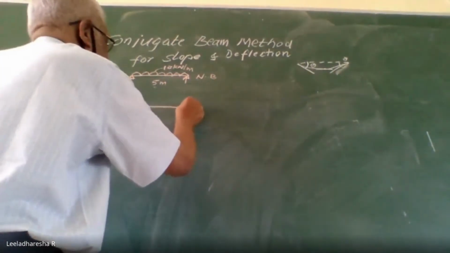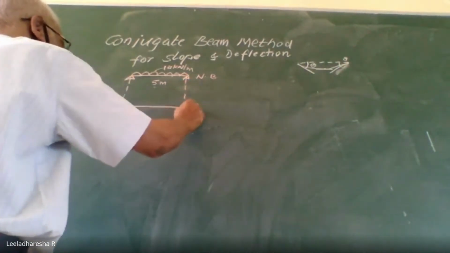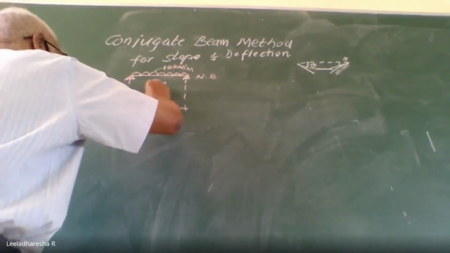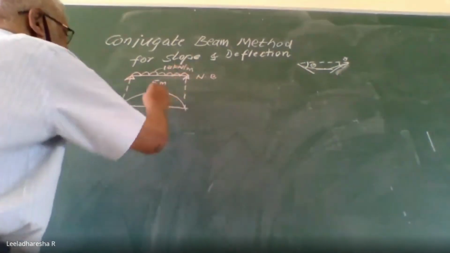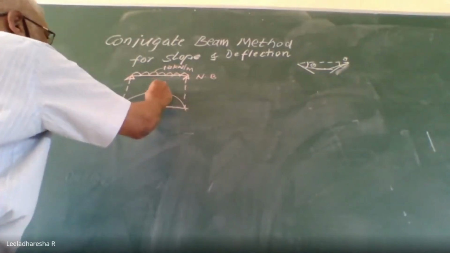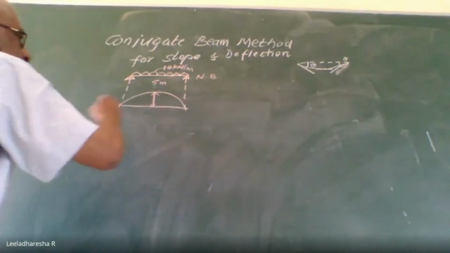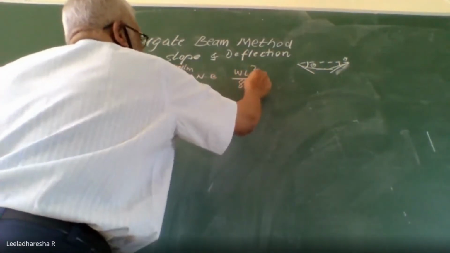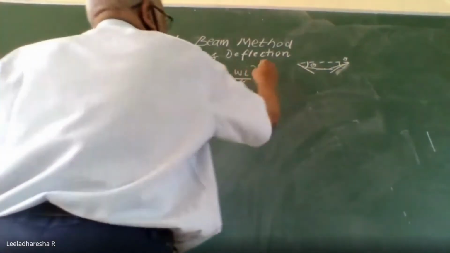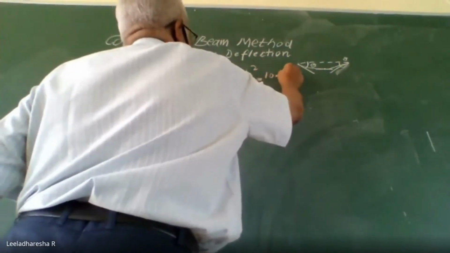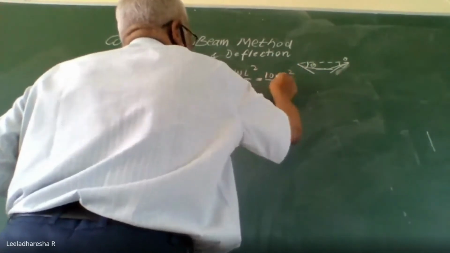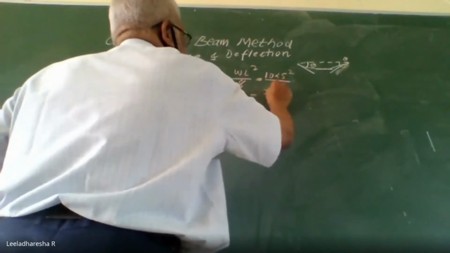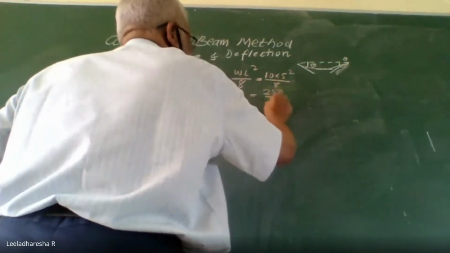Draw the bending moment diagram. How does the bending moment vary for UDL? It will be WL square by 8 at the center. So this coordinate is equal to WL square by 8. W is 10 into 5 square divided by 8. So, you get 250 by 8. So, 250 divided by 8.